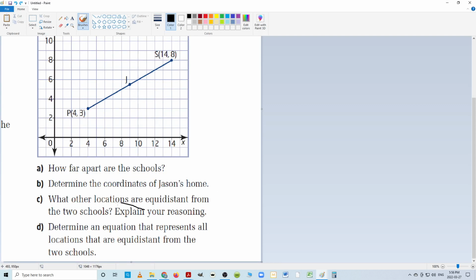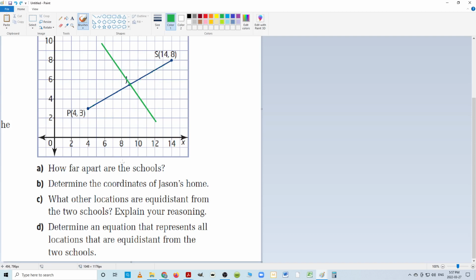What other locations could be equidistant from the two schools? Explain your reasoning. Well, in that case, you would have to find the bisector that we just went over. I can't just draw it. I have to figure out the slope and explain that all those spots along the green line will be the same distance. Whatever spot I pick on the bisector will be the same distance from those schools.